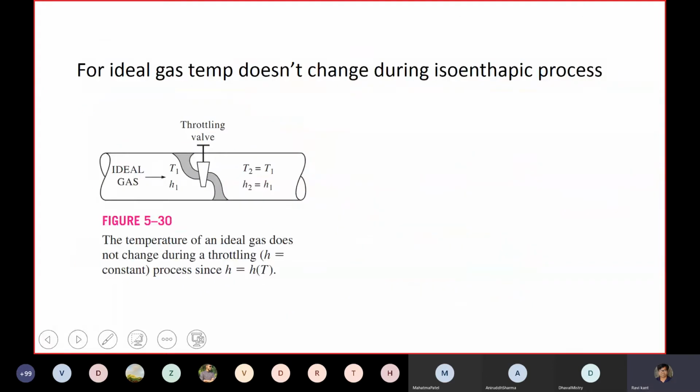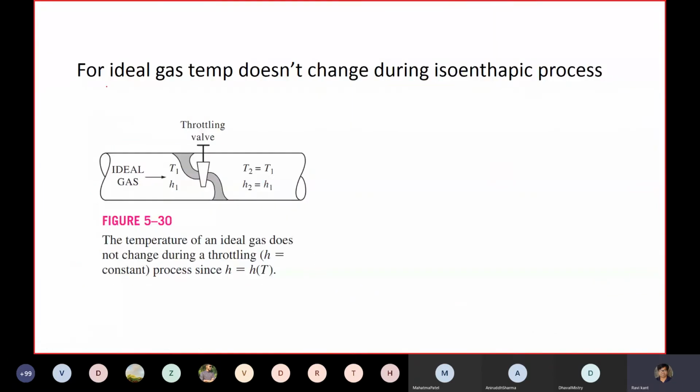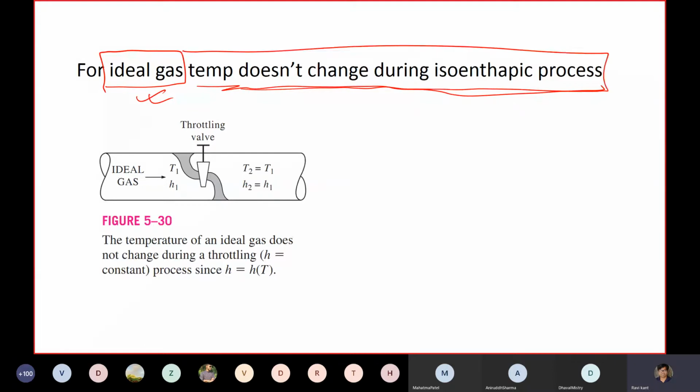So essentially the sum of these two quantities remains constant in these throttling valve devices. But this is not always true. There is a decrease or increase in temperature, so there is a variability in temperature across this, but this is not true for ideal gases. For ideal gases, the temperature does not change during an isenthalpic process.